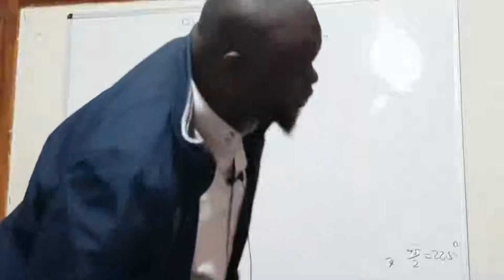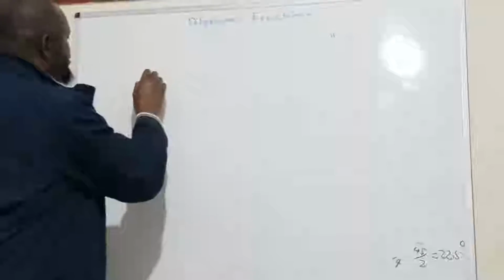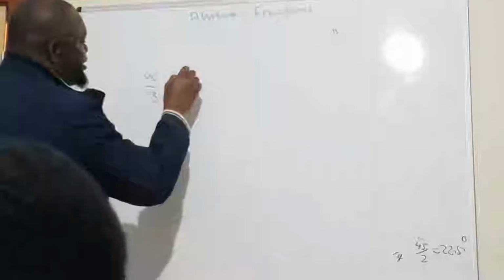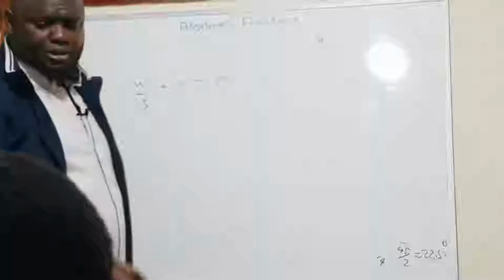You said W over 3 plus 10 is equal to 5. Okay? W over 3 plus 10, so the same thing. What do we do?